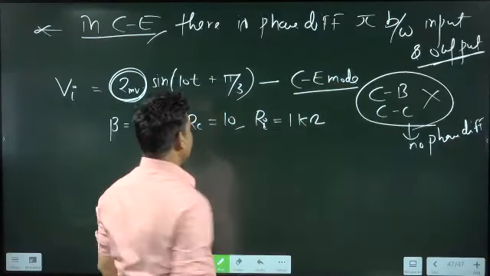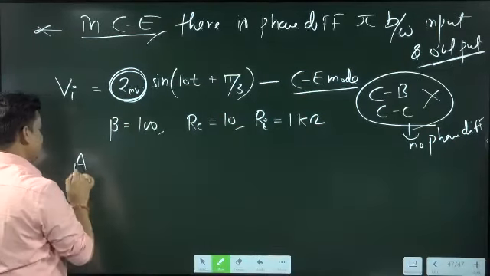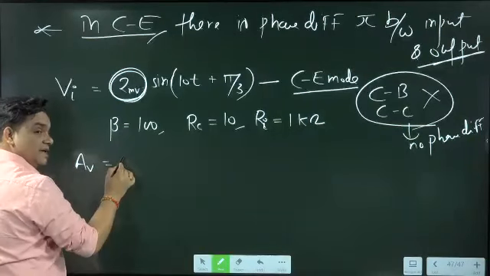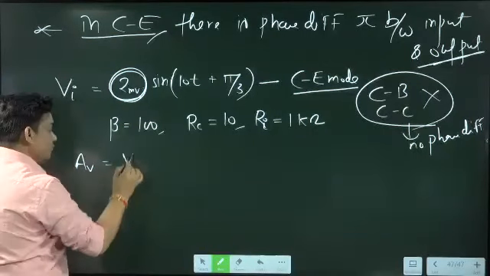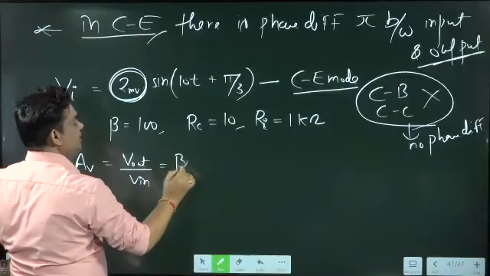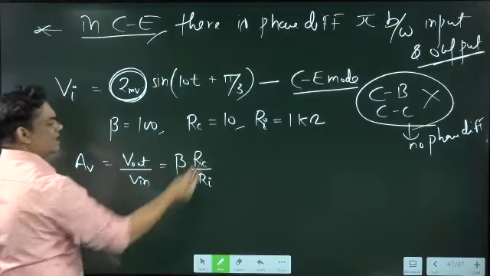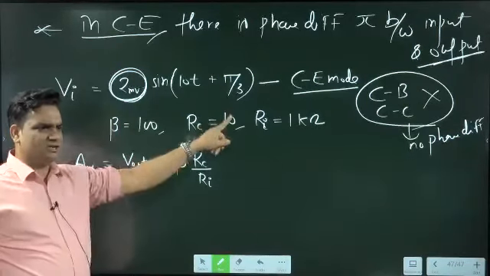CE mode. So first we need to find our amplification in voltage, AV. AV will be equal to V output divided by V input. It should be beta into RC divided by RI. They can say RC or RL, anything here.